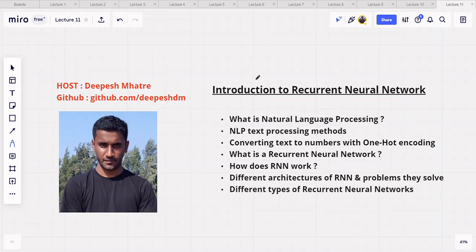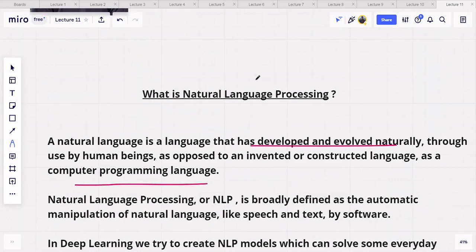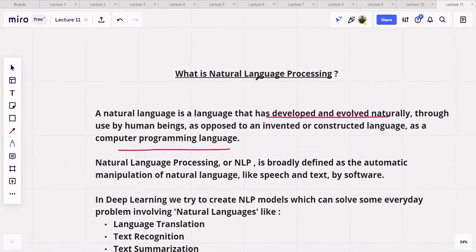So recurrent neural network is mainly used for sequential data, okay? And natural language processing is a field where we mostly deal with sequential data. So recurrent neural networks have been specifically made to deal with sequential data. Keep that in mind. Before we jump directly into recurrent neural networks, let's learn some things about natural language and also some other methodologies in natural language processing.